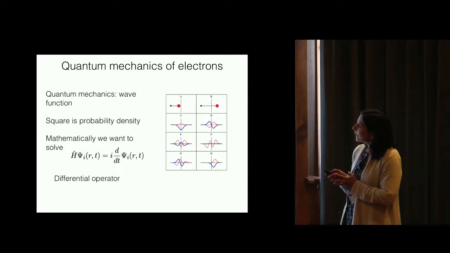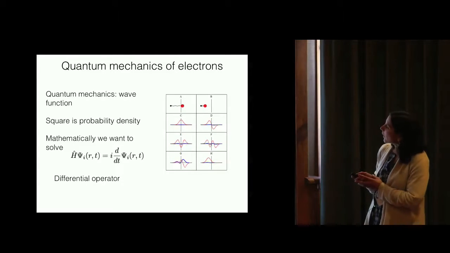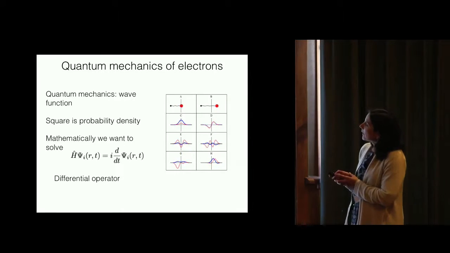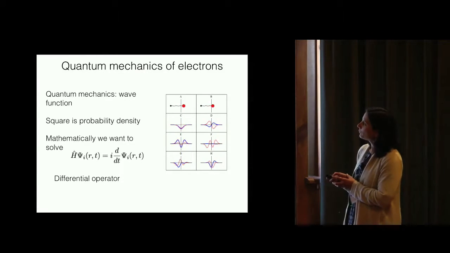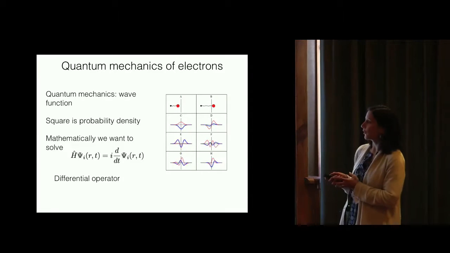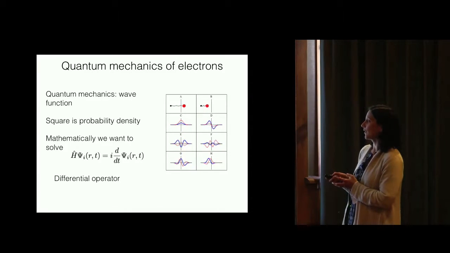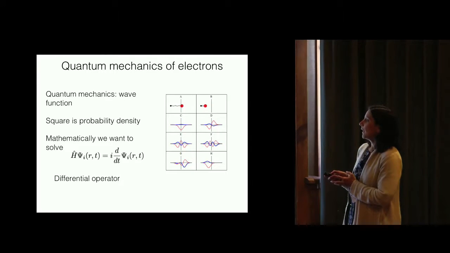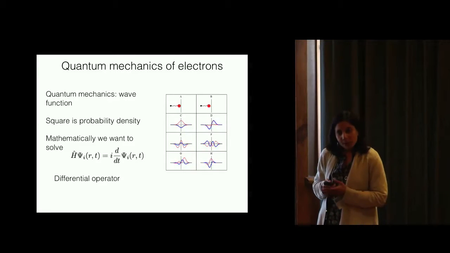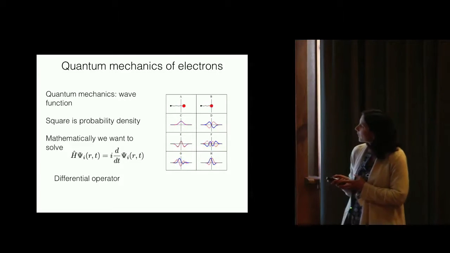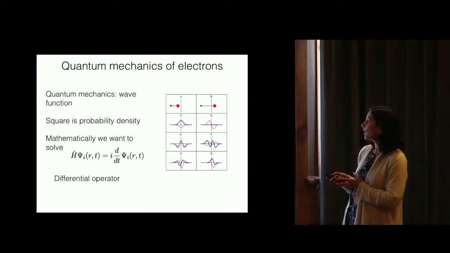In quantum mechanics, the governing rules are basically related to this governing equation here, the Schrodinger equation, a partial differential equation that we're interested in solving. So there's a differential operator here, a time derivative here, and this quantity psi is the wave function. That's the function that we're interested in solving for.